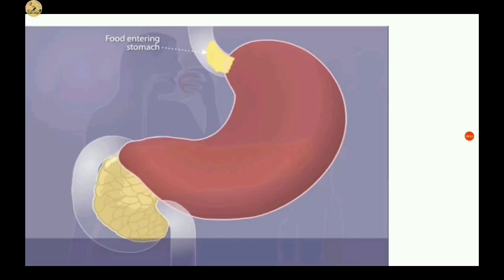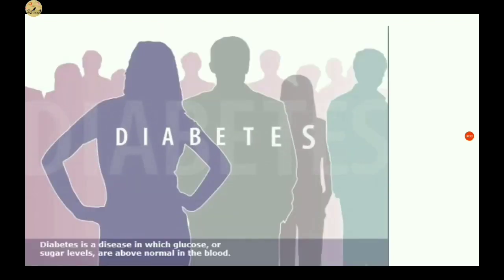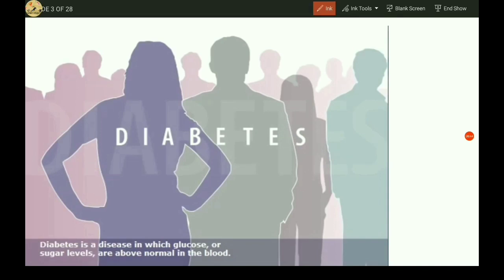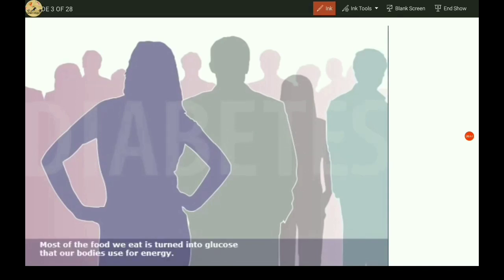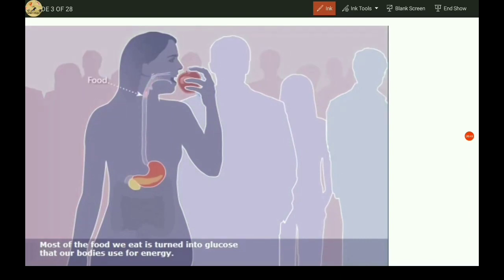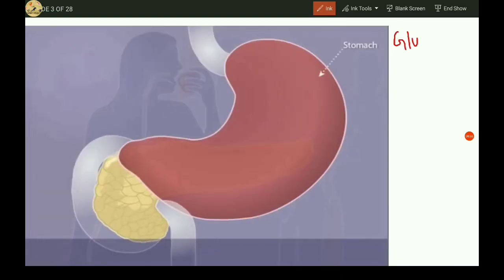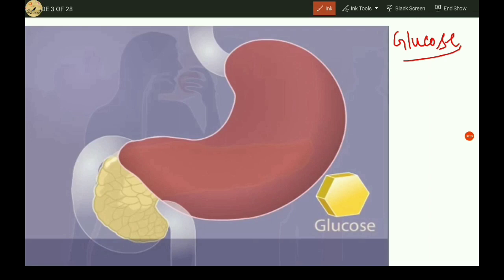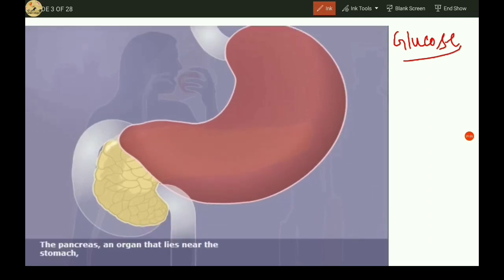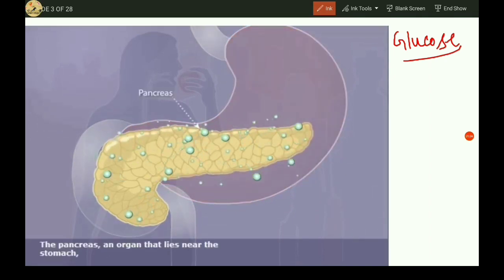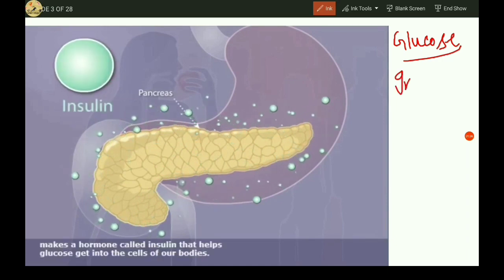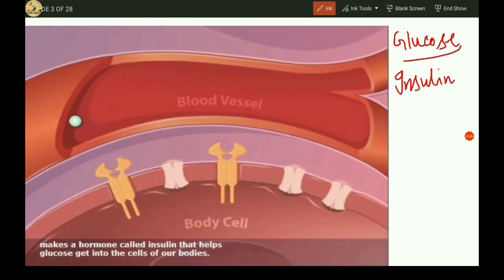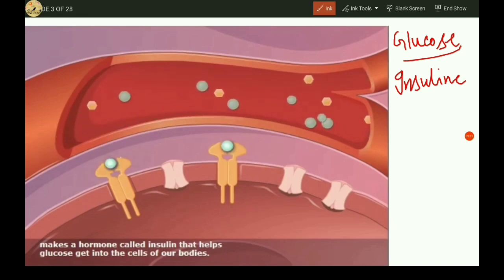So first of all, we must know what diabetes is. Diabetes is a disease in which glucose, or sugar levels, are above normal in the blood. Most of the food we eat is turned into glucose that our bodies use for energy. What is glucose? You see, this is called glucose. The pancreas, an organ that lies near the stomach, makes a hormone called insulin that helps glucose get into the cells of our bodies. The pancreas secretes it.